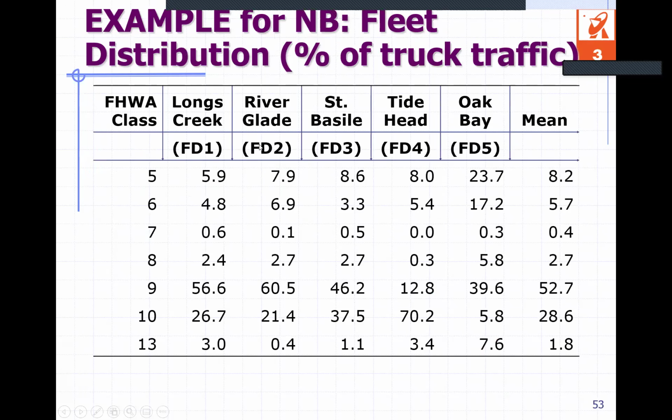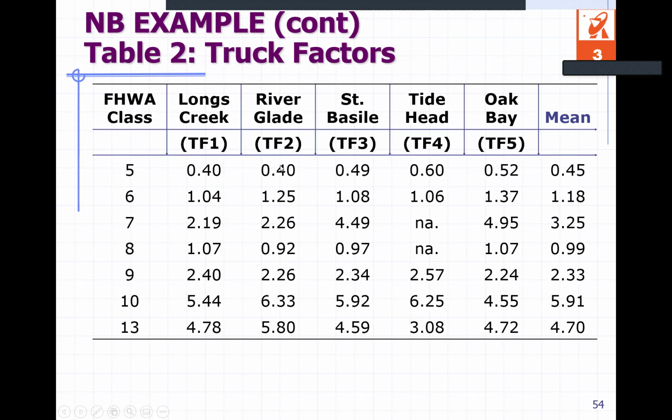So this is an example from New Brunswick, and these are different sites where they have looked at truck traffic and estimated the different factors. This is the fleet distribution, and these are the truck factors as they have estimated based on what they observe on their highways. Ontario has similar, Alberta has similar sites where they have this technology, and they are calculating truck factors.